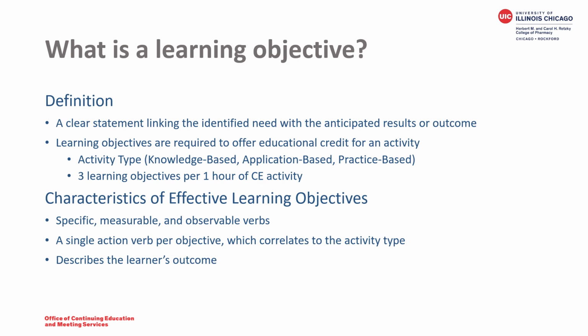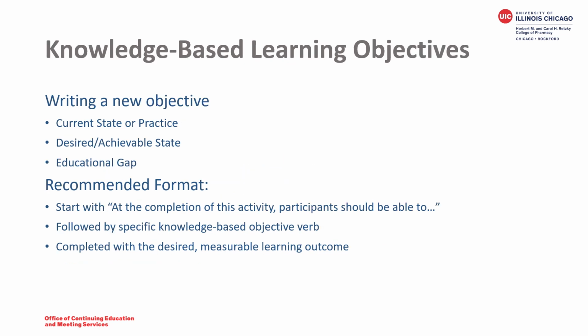Characteristics of effective learning objectives are that they are measurable, specific, and use observable verbs. A single action verb per objective is recommended, which correlates to the activity type, and it describes the learner's outcome. We're going to talk specifically about knowledge-based learning objectives.